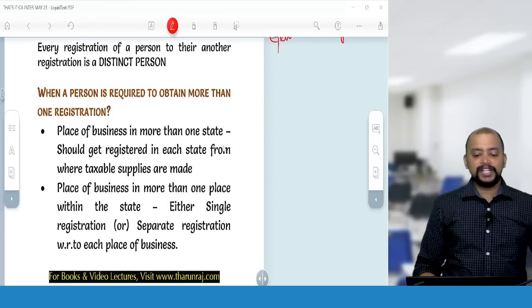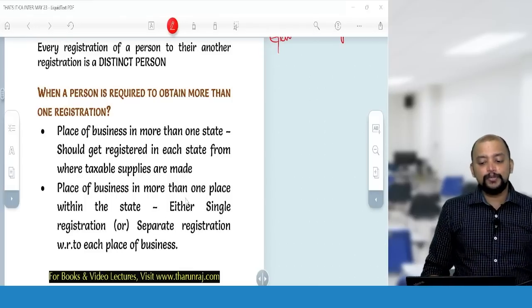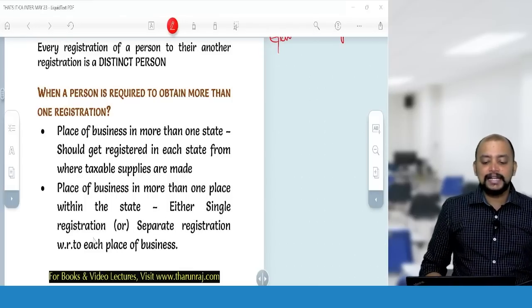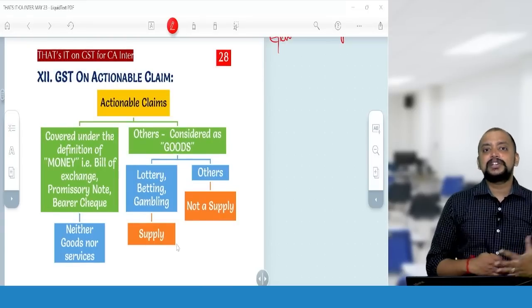Place of business in more than one state should get registered in each state from where taxable supplies are made. Place of business in more than one place within the state, either single registration or separate registration with respect to each place of business. Then GST on actionable claims.